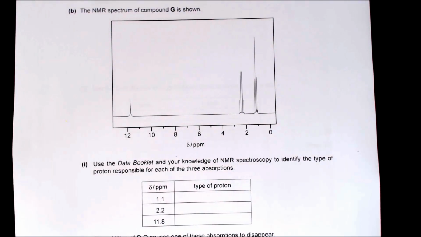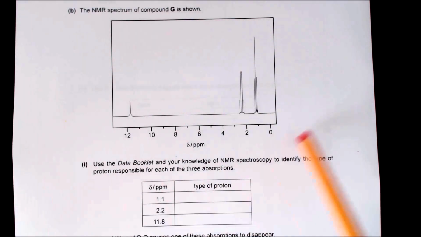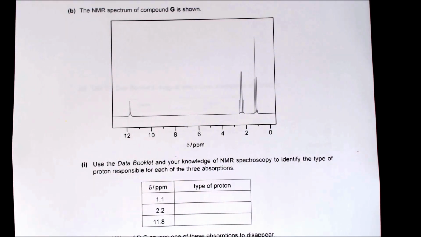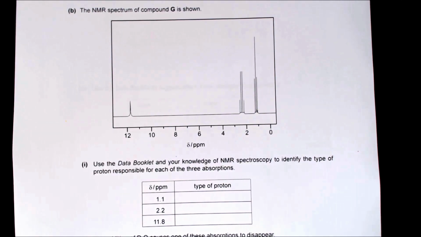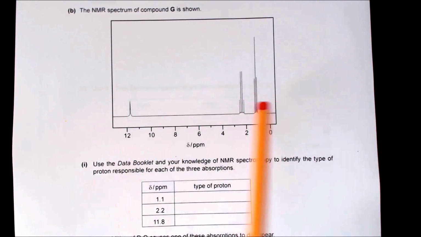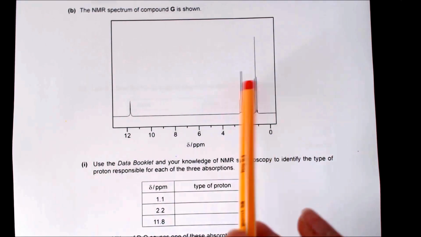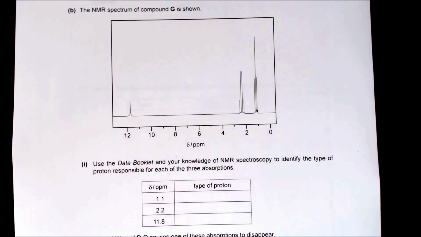Right, so it says the NMR spectrum of compound G is shown. You can see here that we've got the spectrum. Now, if we just take a quick look at the spectrum to see what we've got first, because if we know a little bit more about it, it might help us with the questions later on. You can see here that we've got 3 different types of peak, and these 3 peaks tell us that we have 3 proton environments, because it's a proton NMR. So you have 3 different proton environments.